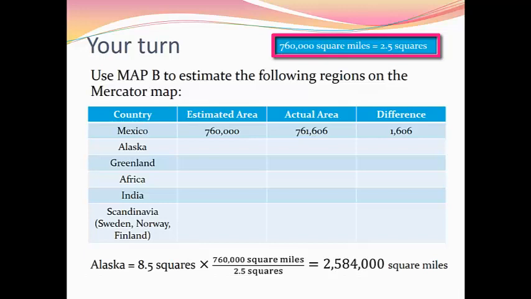And so therefore we would estimate that Alaska is about 2.5 million square miles. That would be our estimated area for Alaska. And once you have all of your estimated areas, do a quick Google search to find the actual area and then subtract to find the difference and see which of these regions you are pretty close on your estimate and which ones you are way off.